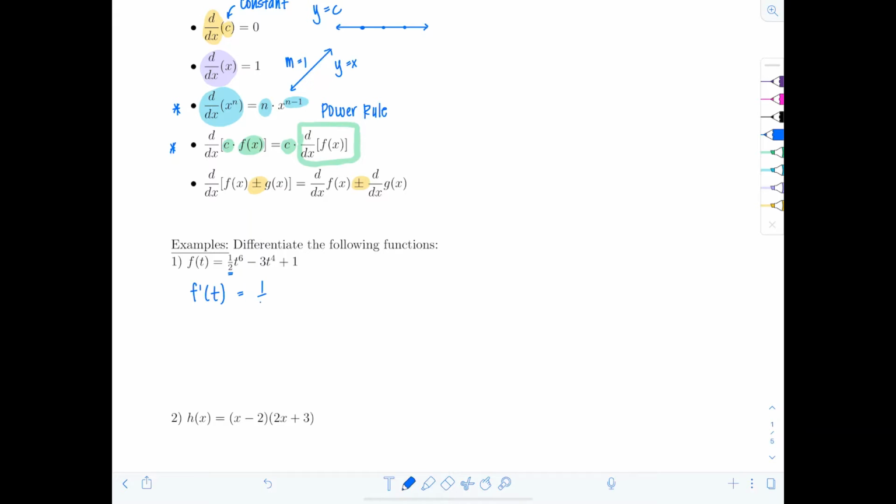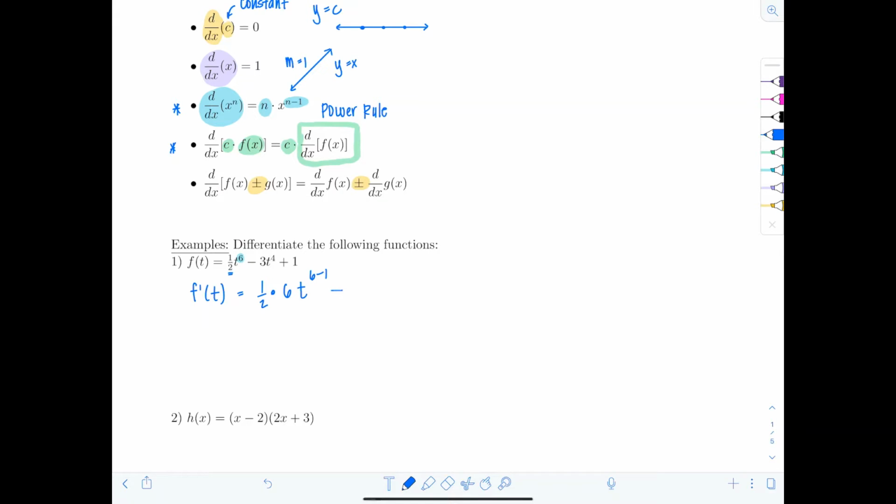So 1/2 is just going to hang out, times, and then now I take that exponent 6, I'm going to apply the power rule, bring it down in the front, and then I'm going to go back to t and then subtract 1 from the exponent. Good, so that's the first term taken care of.